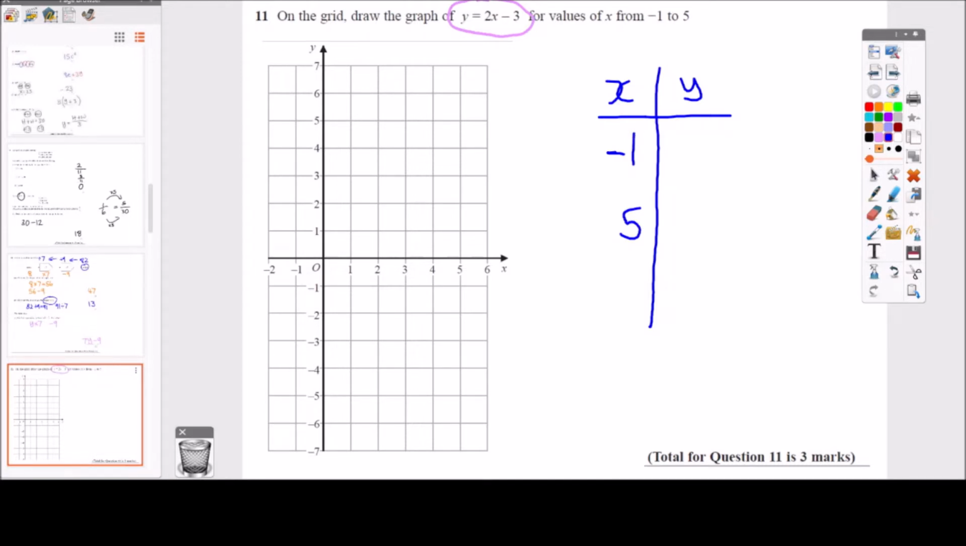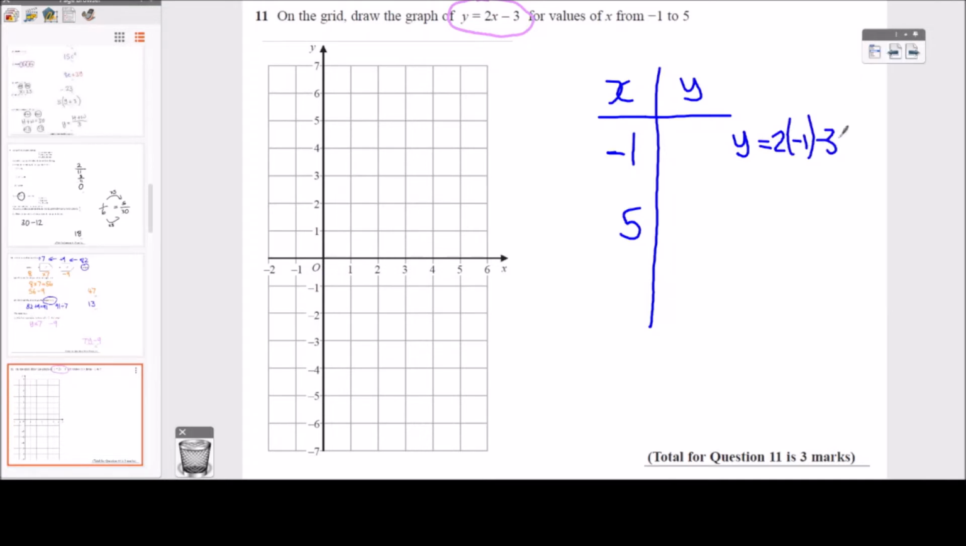So when x is minus 1, y equals 2 lots of minus 1, and then we take away 3 from that. Now 2 lots of minus 1 is minus 2. Minus 2 take away another 3 is minus 5. So that coordinate that we plot is minus 1, minus 5. So 1 to the left and 5 down. And that's the end point of the line.